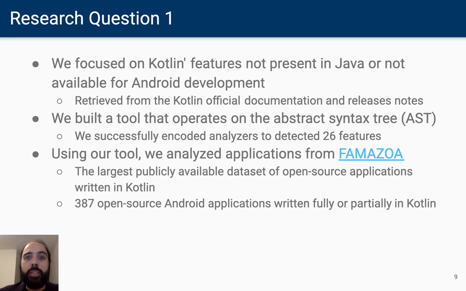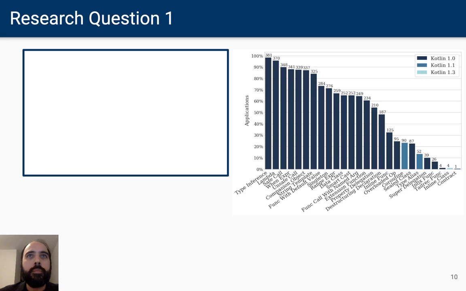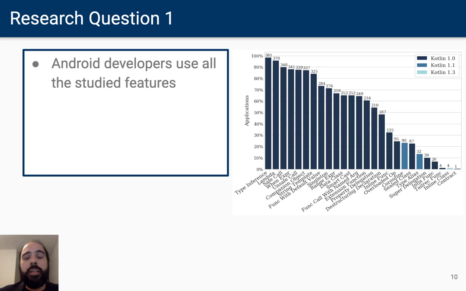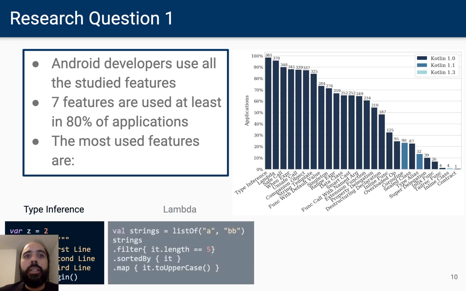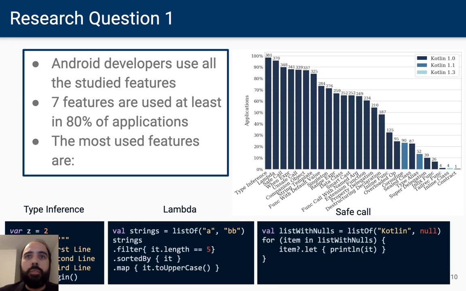After that, we analyzed applications from AndroZoo, the largest publicly available dataset of open source applications written in Kotlin. In total, we analyzed 387 open source applications written fully or partially in Kotlin. And we found that Android developers use all the studied features, as we can see in the plot here. Also, we found that 7 features are used in at least 80% of applications, and that the most used features are type inference, lambda, and safe call.